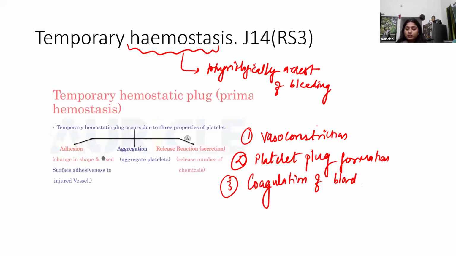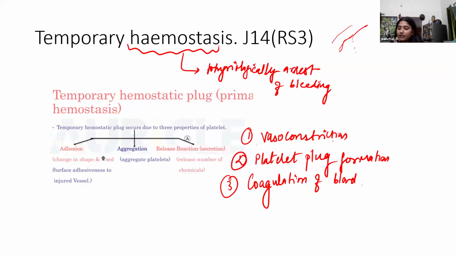Fine. So vasoconstriction means whenever an injury occurs, the blood vessel constricts immediately, and it will decrease the loss of blood from the damaged portion. Suppose we have a blood vessel and an injury. The blood vessel has broken from this side. So vasoconstriction is the process by which the vessel gets constricted so that the release of blood can be minimized. This is the most important significance of vasoconstriction.